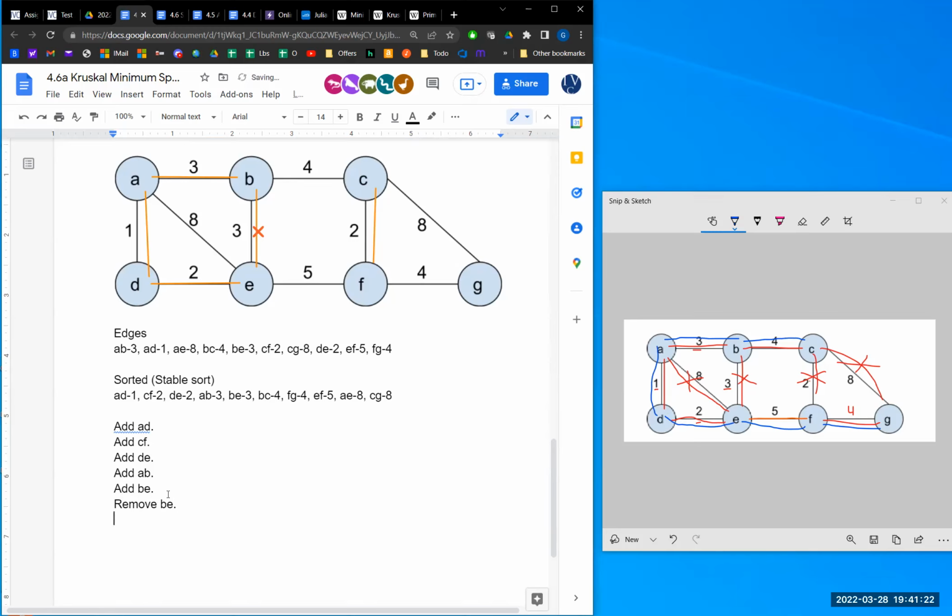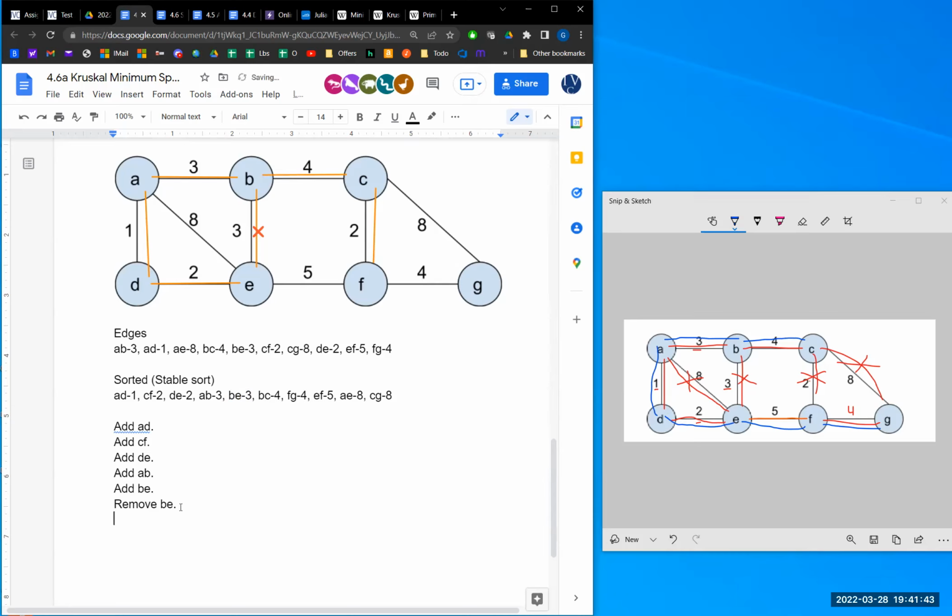Remove BE as removed from the tree. So we process BE, didn't like it, carry it on. We still have not hit our goal of 6 edges, right? We have 7 vertices, we need 6 edges. Presently we're at 4. So next up, BC.